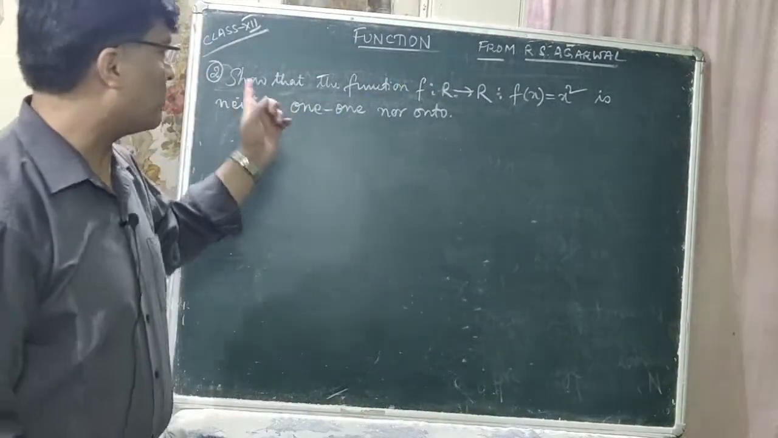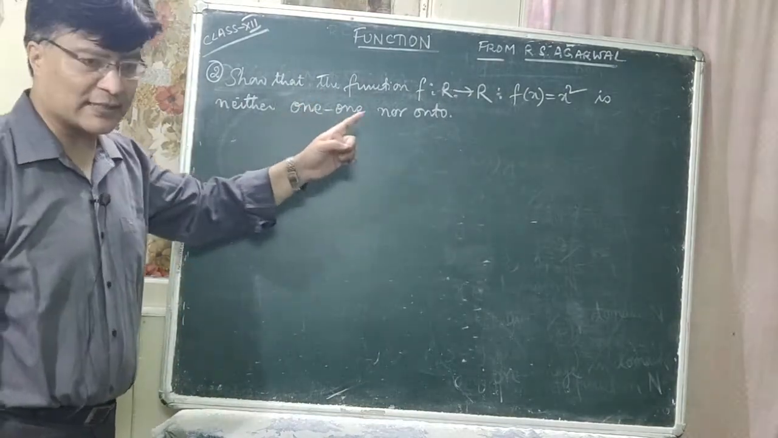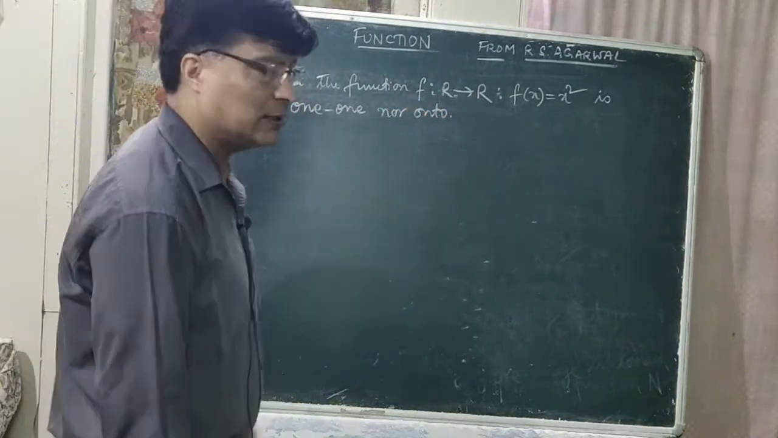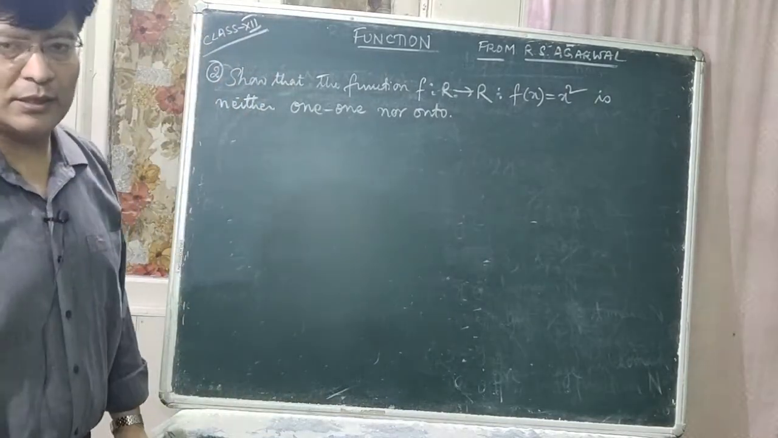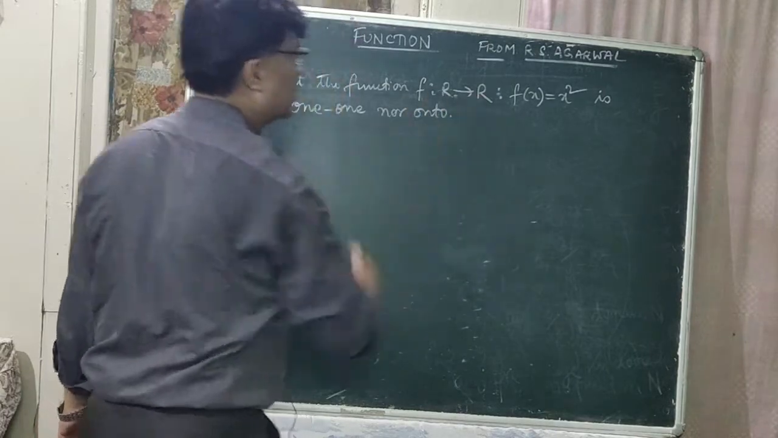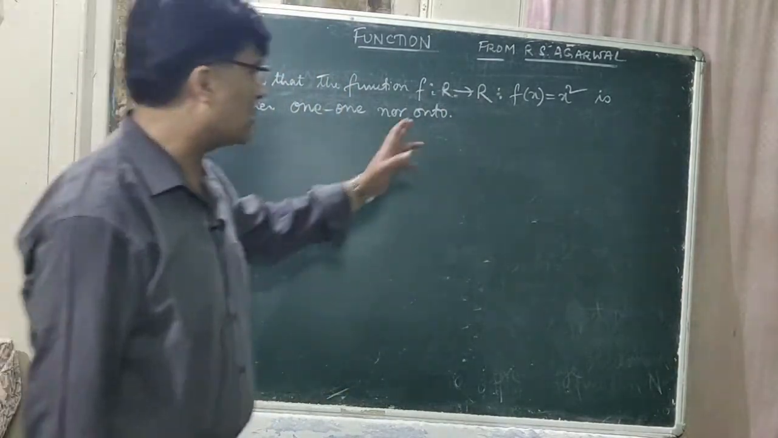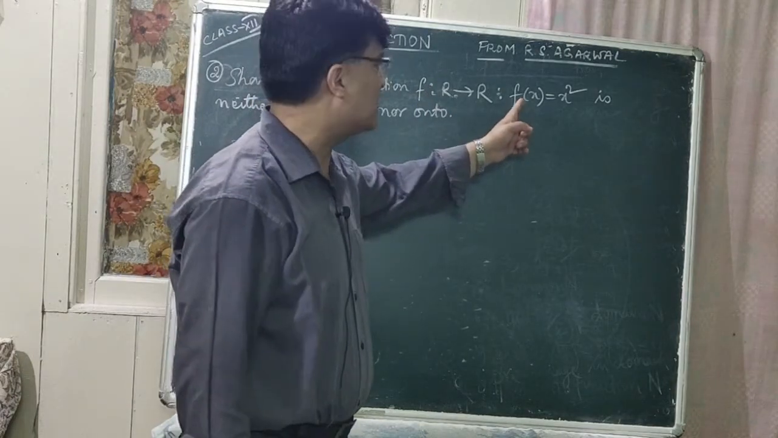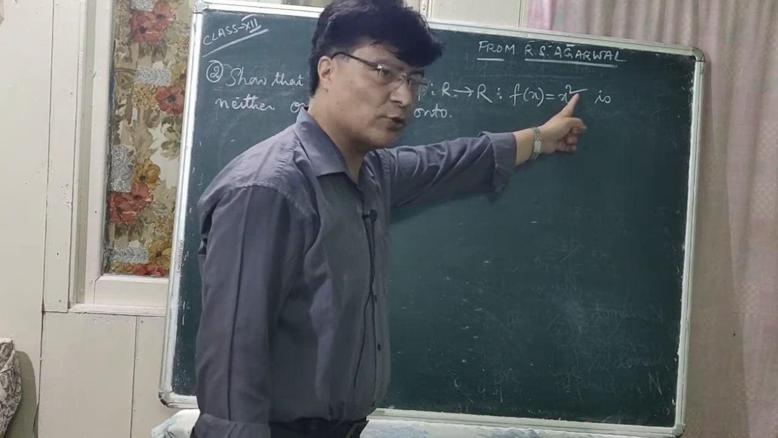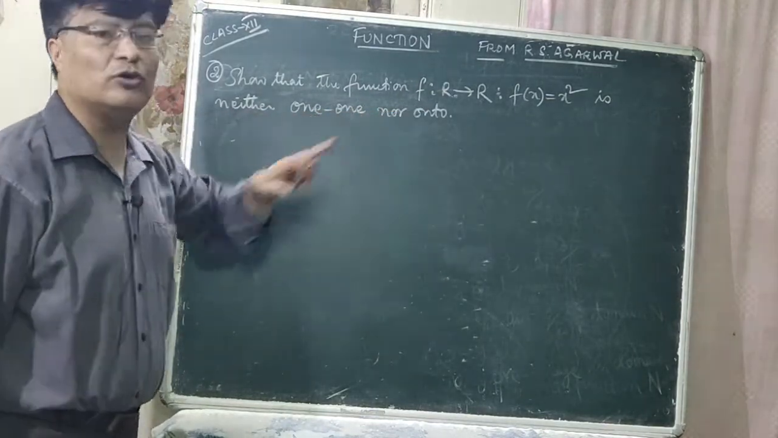So let's do this problem number 2. The function f such that R to R, meaning real numbers. This first R is known as the domain and this second R is known as the codomain. R means the set of real numbers, such that this function is defined as f of x is equal to x square. It is neither 1-1 nor onto.